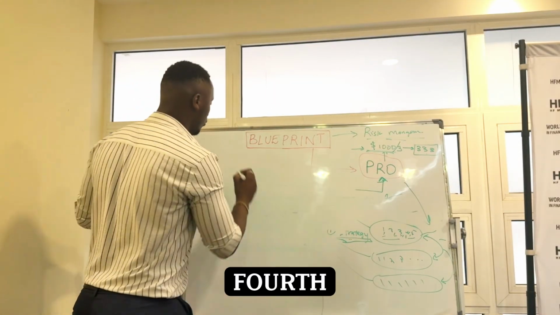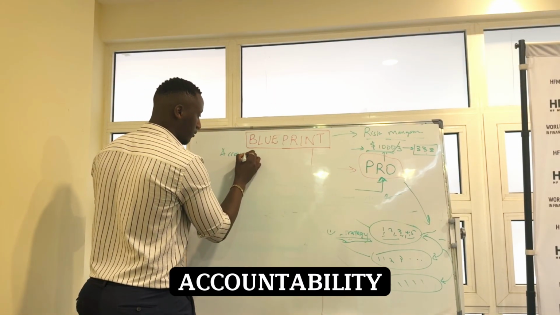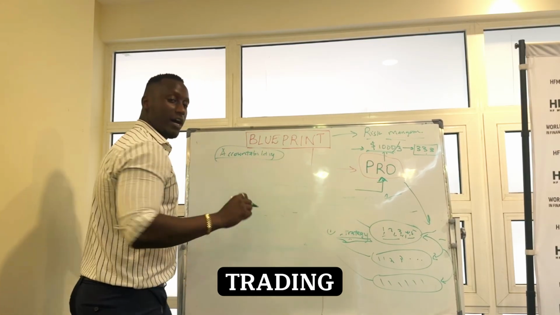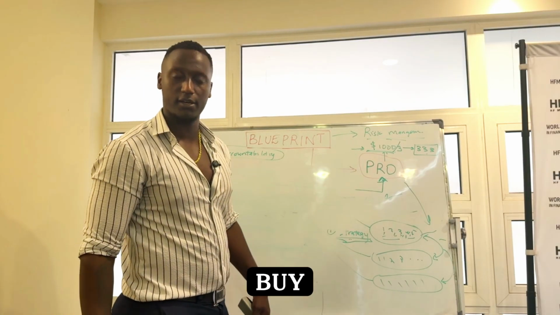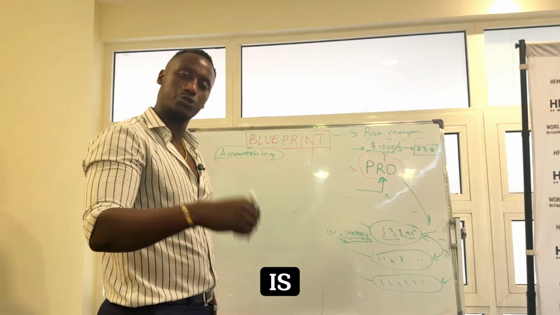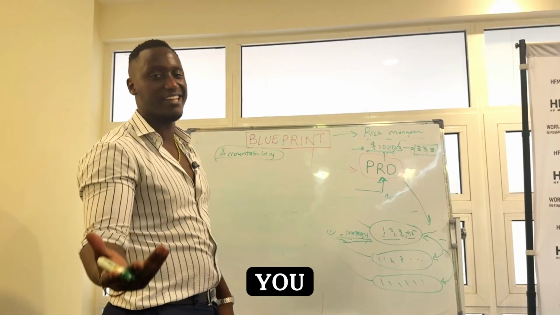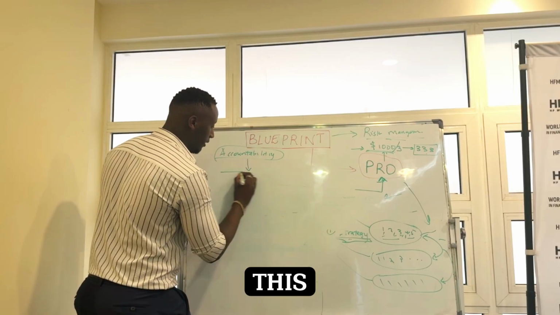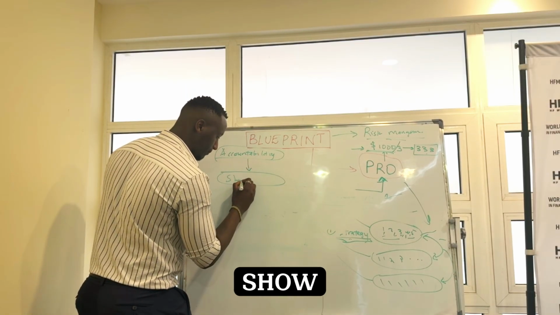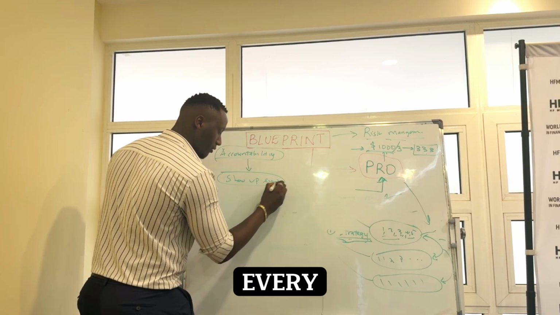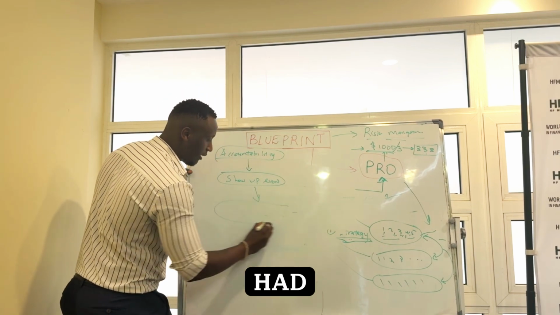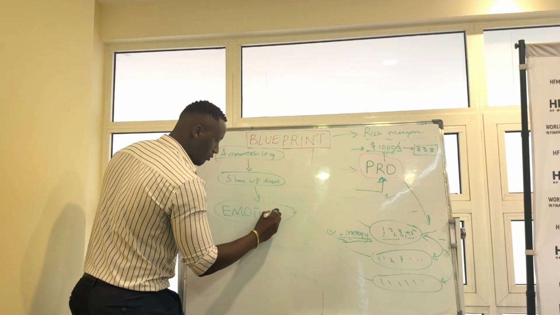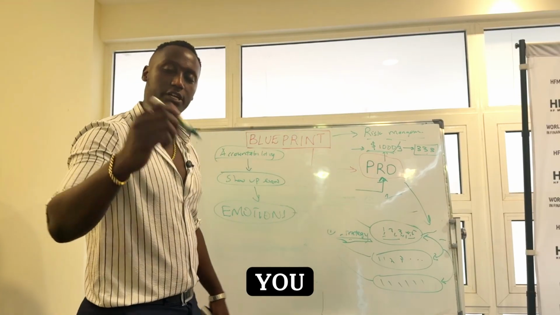The fourth thing is what we call accountability. So with trading, you are the one who is clicking buy and sell. You are the one who is choosing not to show up today because you had a losing day yesterday. So with accountability, this just means that you show up every day. Even if you have had a losing day, and you don't let your emotions dictate how you are going to trade today.